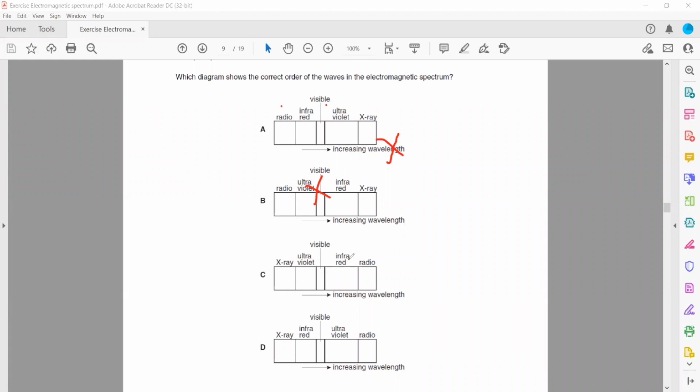X-ray, ultraviolet, visible, infrared, radio, and that is an increasing wavelength. That is true because when we move towards the radio, the wavelength is increasing. And in D, the order is totally wrong because between visible and radio, you don't have ultraviolet. Either it will be infrared or a microwave. So C is the right answer.